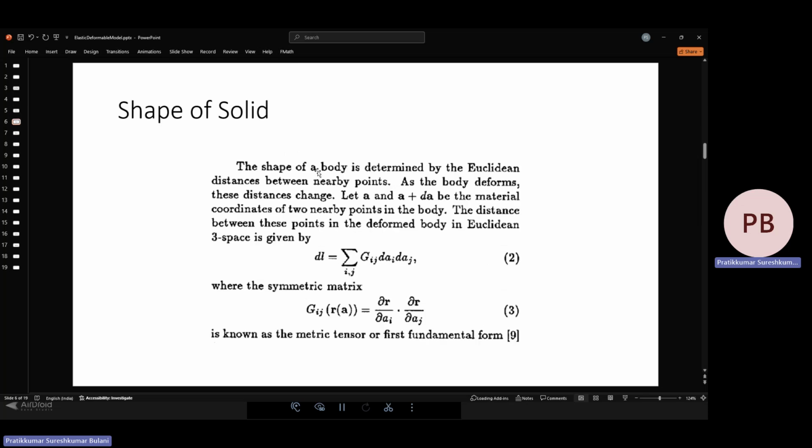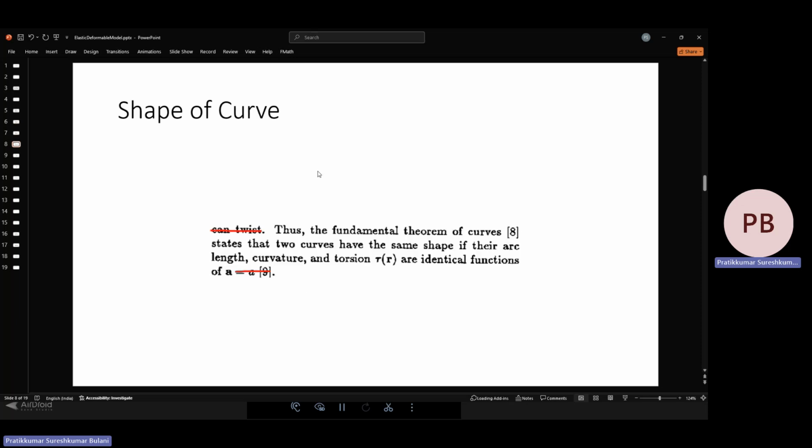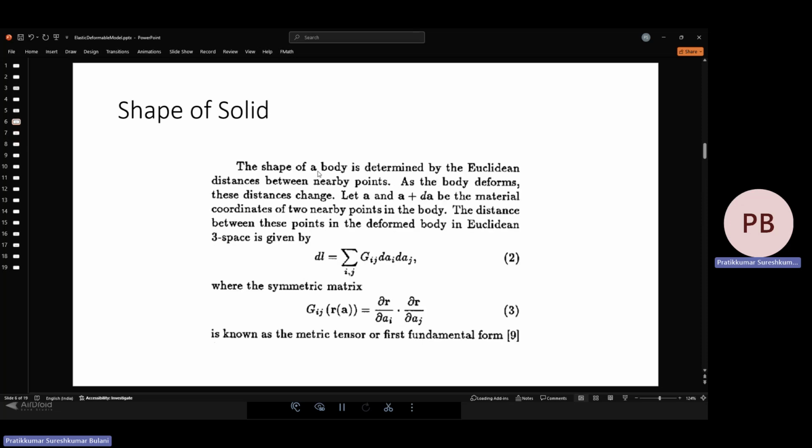Okay, fine. Now, before I proceed, let's talk about shapes. We have something called shape. Shape has a different meaning when I talk about shape in a volume, then we have shape of a surface, and then we have shape of a curve. So all three have different meanings. Definitely they are connected. Let's start with shape of a solid.